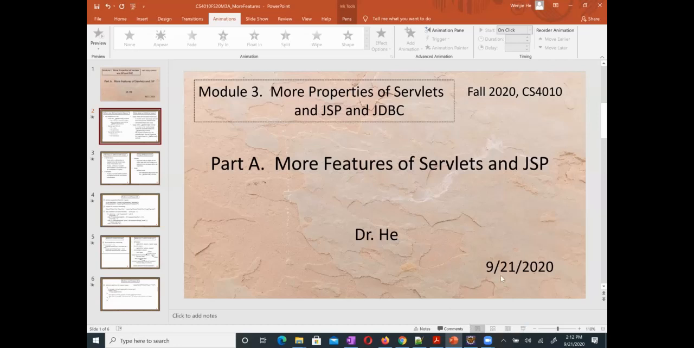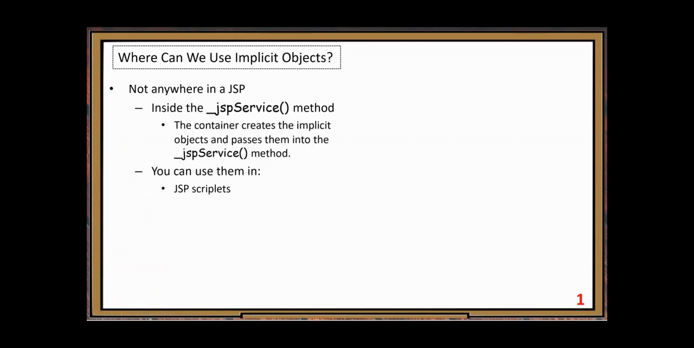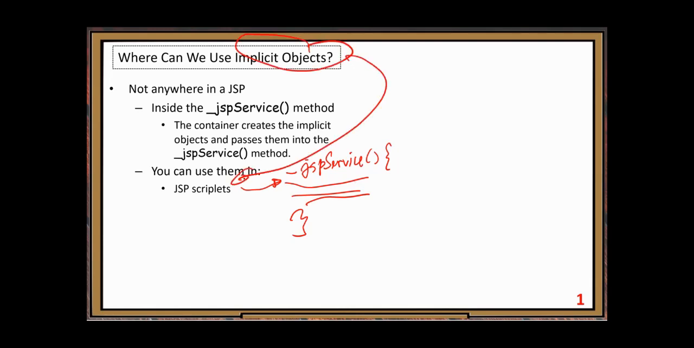All right, let me get to the point, okay? So we are here, scriptlets. Because scriptlets, now we know, are inside underscore JSP service, completely inside this environment. So you can use implicit objects there. Okay, no problem. The second, JSP expressions.